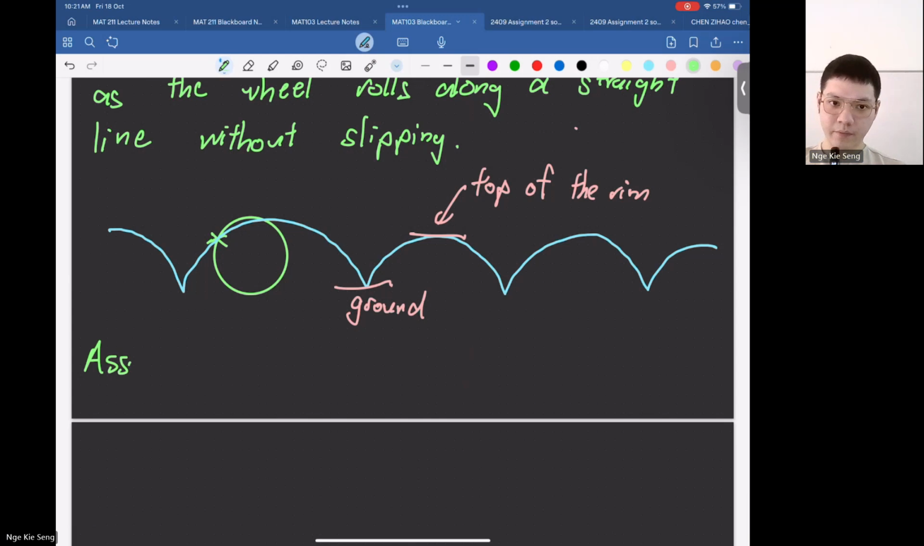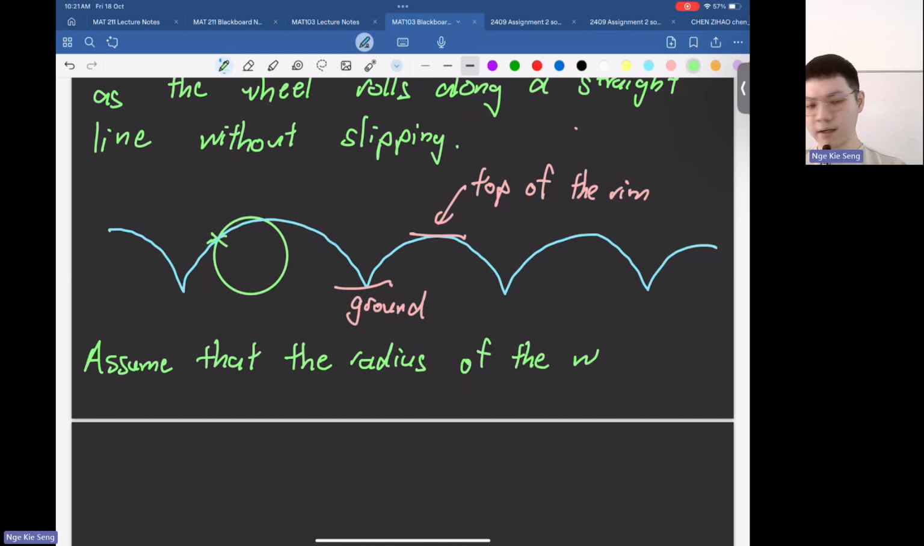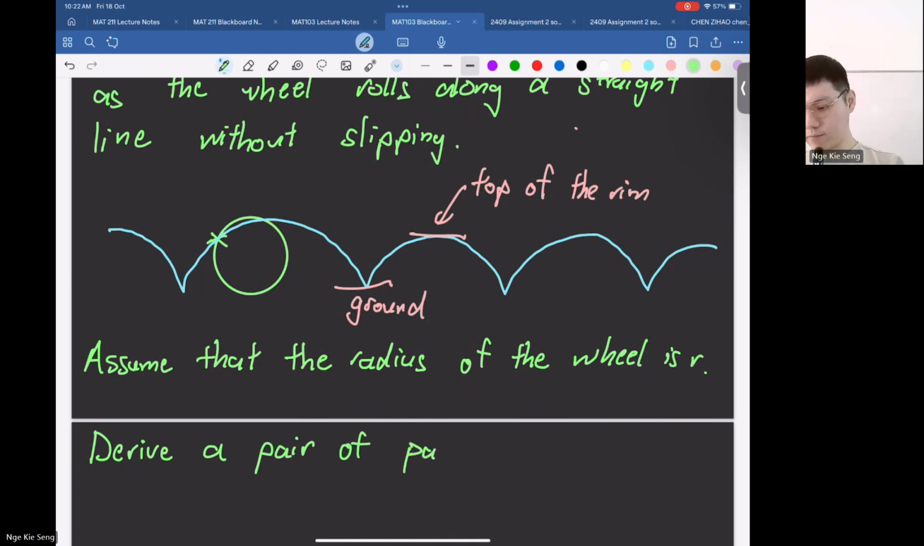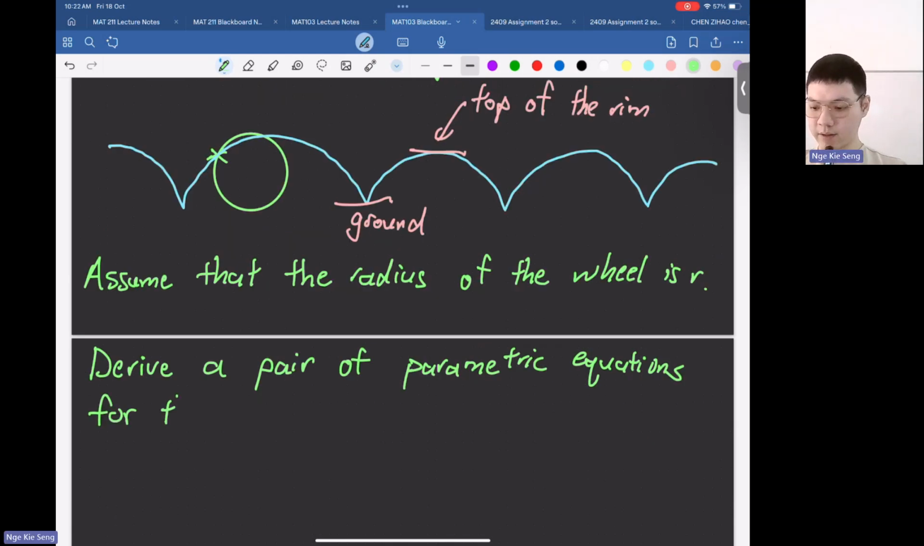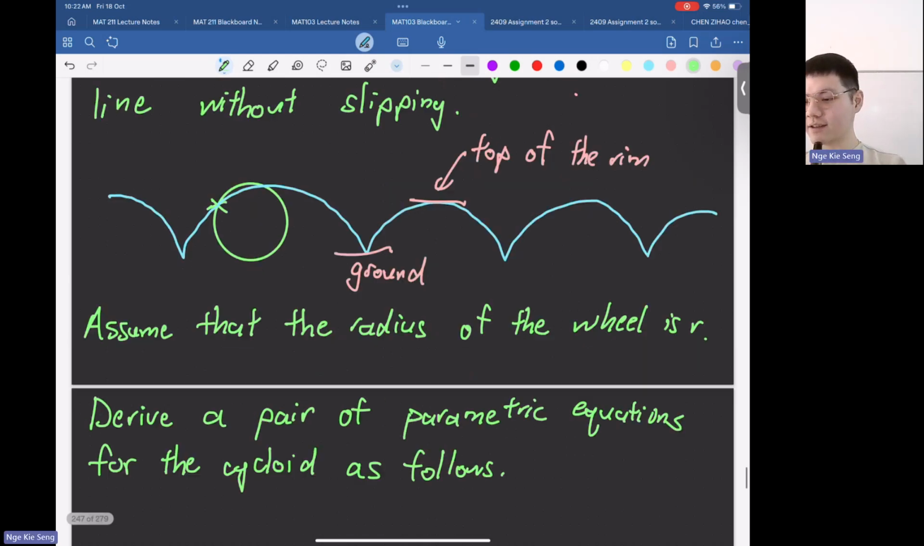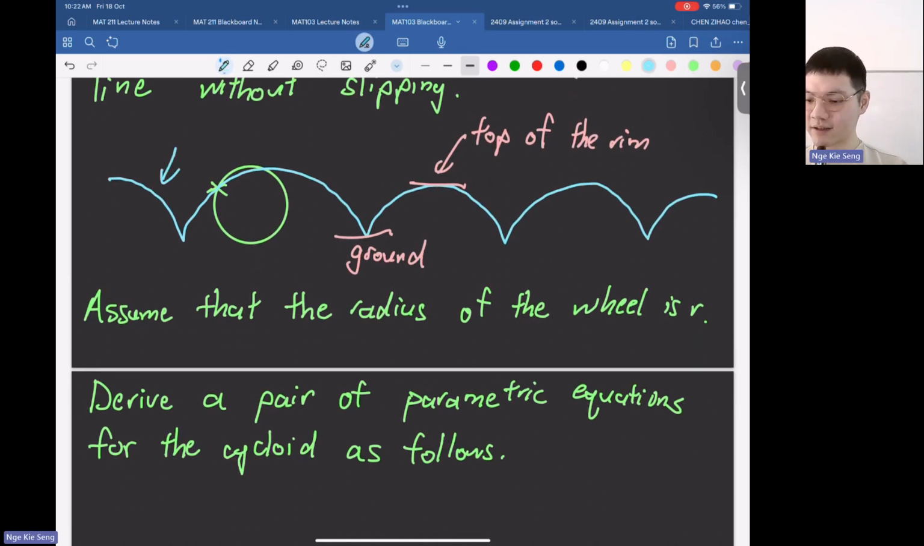Assume that the radius of the wheel is r. So we derive the pair of parametric equations for this blue curve here. We're trying to derive it. Let's do it step by step. For the cycloid, yeah, cycloid, like bicycle. So this is the cycloid.